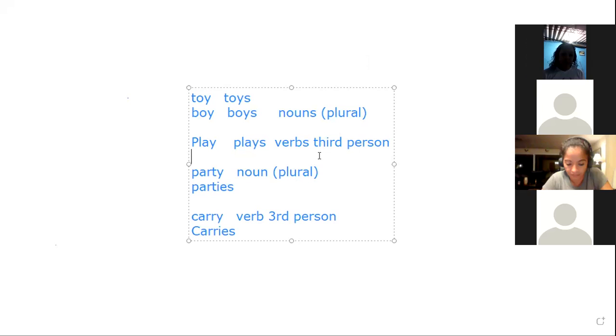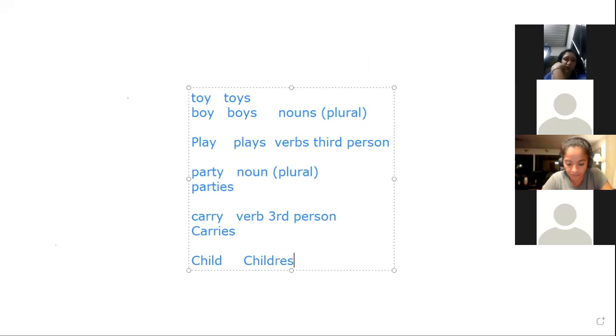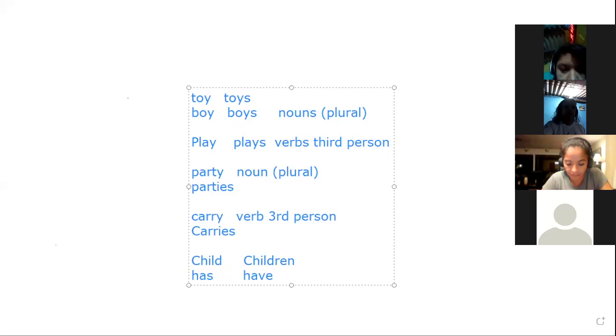Hay reglas. Ok. For example, child. Ese child es un sustantivo, pero digamos que es irregular. Child and children. Pero este no es verbo, right? Entonces aquí tenemos child, children. Pero también, si ven, hay verbos irregulares en inglés. Por ejemplo, tenemos has, que es la tercera persona, que sería como el singular. Y have, que sería el plural. O sea, no son las mismas reglas, pero sí existen verbos irregulares, digamos.